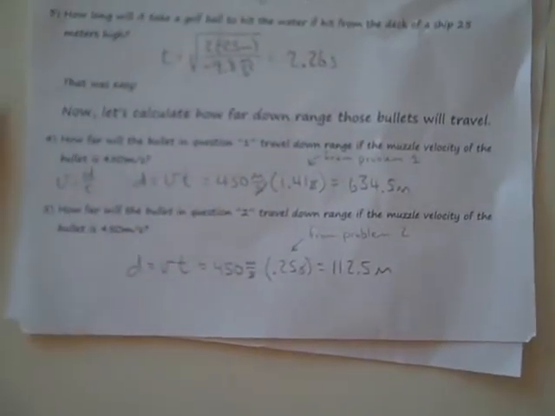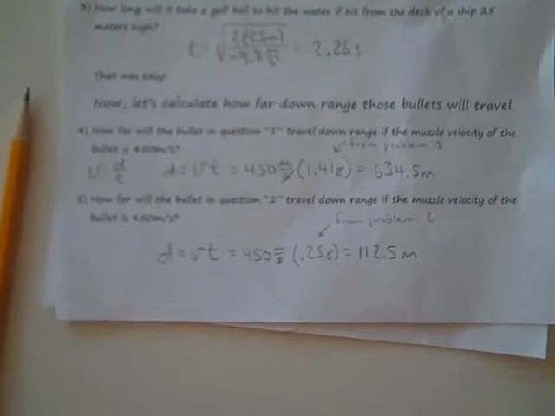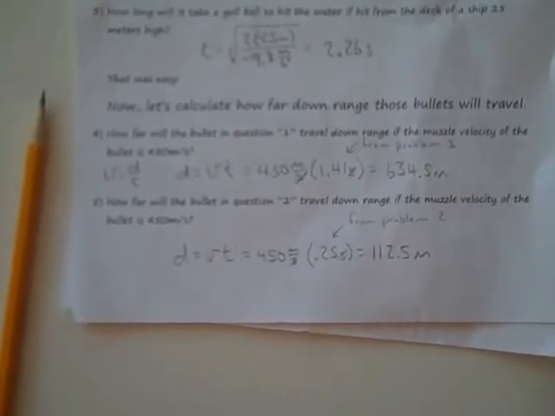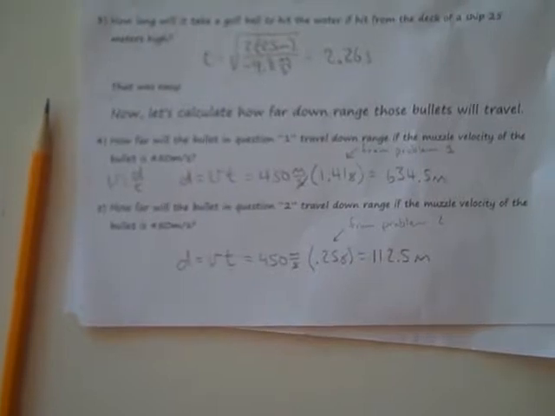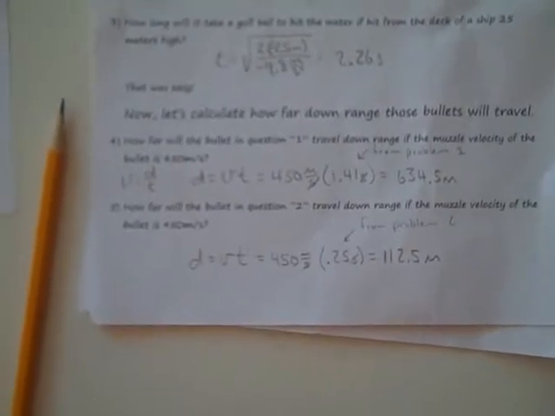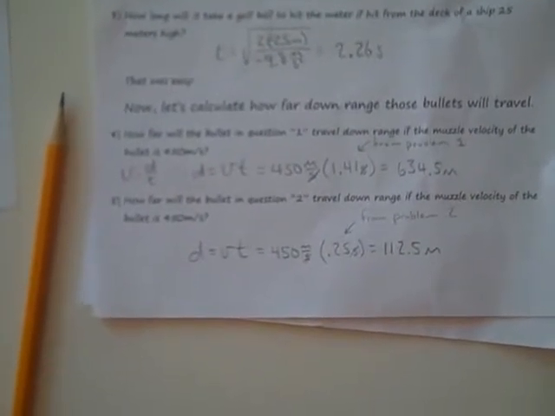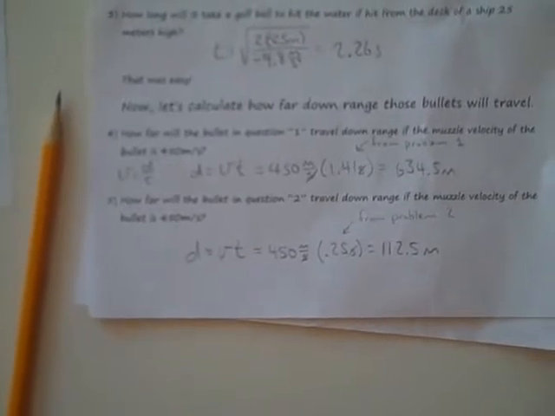Problems 4 and 5: knowing how long it takes a bullet to fall. In the case of number 4, it takes 1.41 seconds. If we know how long it takes the bullet to fall and we know how fast the object is traveling horizontally, we can solve for how far it goes.